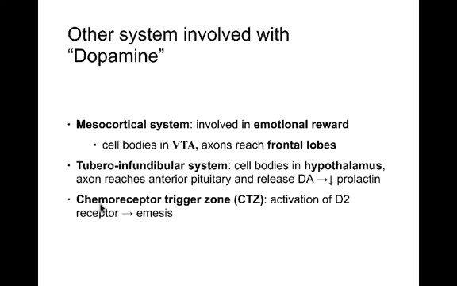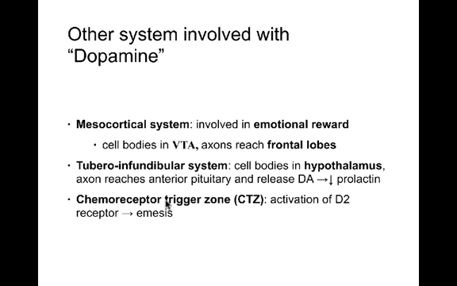And finally, we have a system called the chemoreceptor trigger zone, or CTZ. This zone is responsible for vomiting. When you activate this center with dopamine, that is going to make you vomit. As a result, one of the great strategies to stop vomiting in people who go through chemotherapy is giving them a drug that blocks the D2 receptor of dopamine. As a result, these people don't vomit.